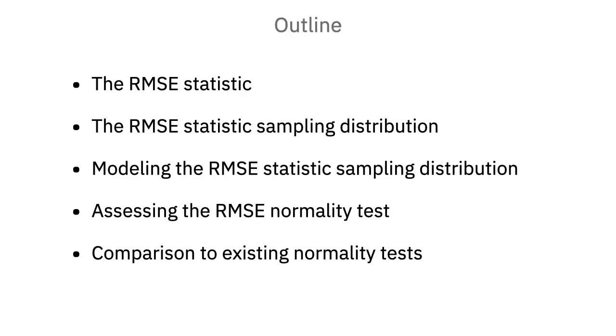First, we'll briefly consider how the normality assumption can lead to an informative RMSE statistic associated with a sample of data. We'll then explore the sampling distribution of this statistic under the normality hypothesis. It turns out that the sampling distribution is well modeled by the log-normal distribution, which we discuss next. We then consider how we can assess the RMSE test proposed using statistical power as a criterion. And we conclude with a comparison between the RMSE test and existing normality tests over a range of contexts.